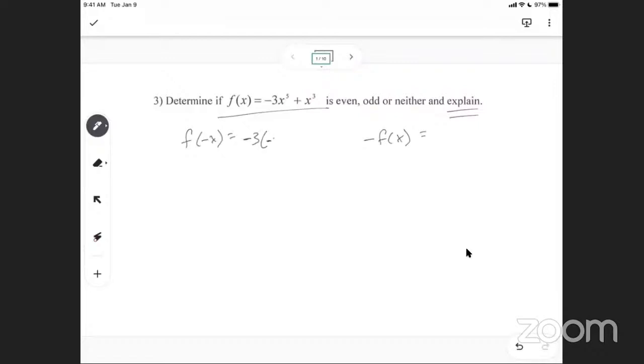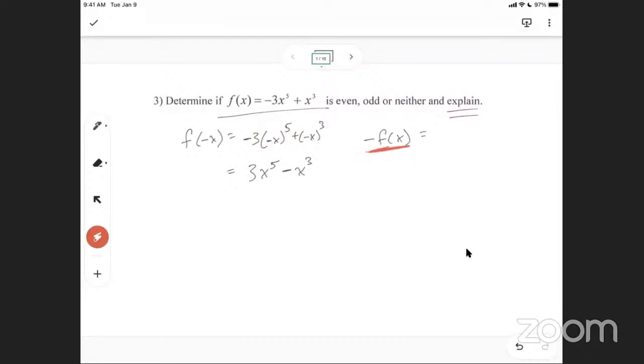-3, and I'm plugging negative x in here, negative x. And you'll notice what happens is, if I'm raising a negative to an odd power, what happens with the negative ultimately? It stays. That's right. And so it changes the sign, right? So it's going to be 3x to the 5th, and this is going to be minus x to the 3rd.